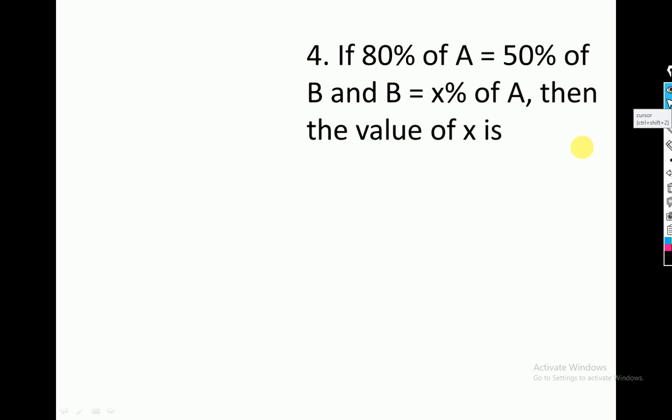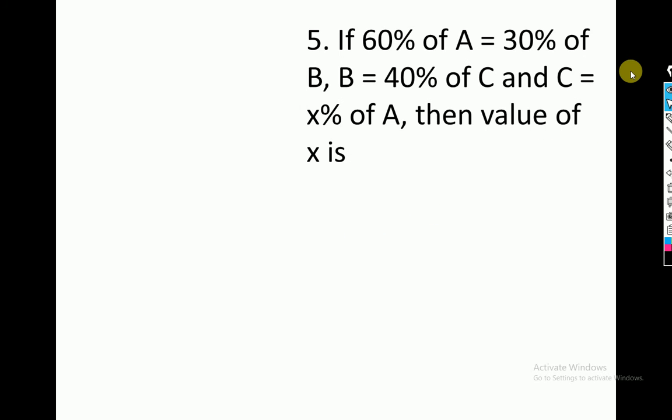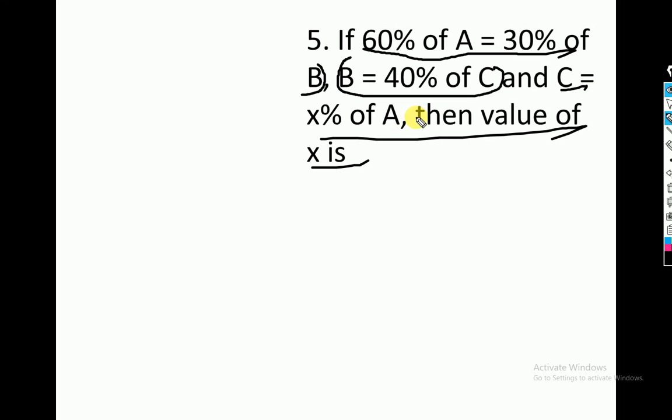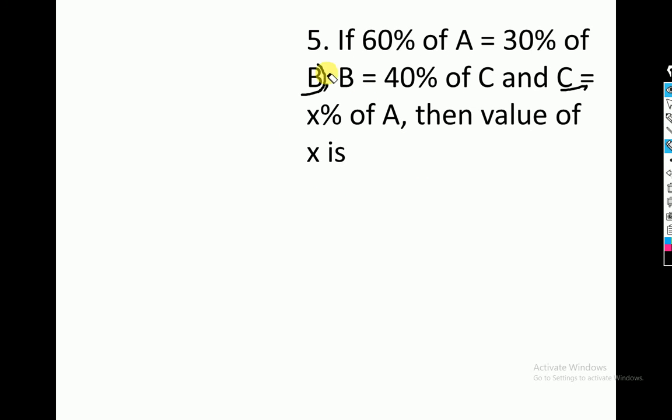Alright, let's move on. The next question is: if 60% of A is 30% of B and B equals 40% of C. The question has two statements, and the third one asks the question: if C equals X percentage of A, then the value of X is dash. So we have to divide the entire problem statement into three sections. First, let us solve part 1.